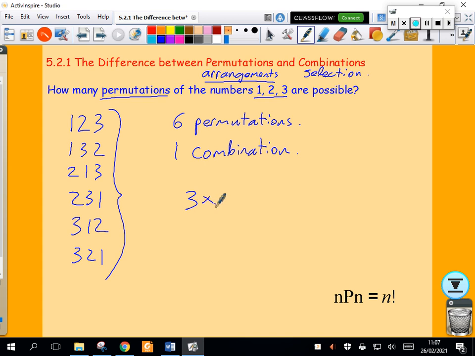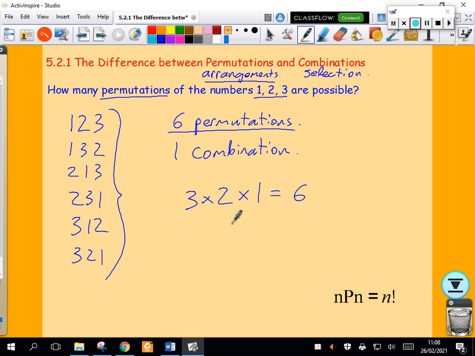I'm arranging these. The number of ways I can complete task 2: well, how many digits are available to me now to choose for the second position? Task 2 is to choose a digit for the second position. I've already used a digit in the first position, so there will only be 2 digits left to put in the second position. And then next task, there will only be 1 way to complete the third task, which is to choose a digit for the final position. And 3 by 2 by 1 giving me 6. So there are 6 permutations.